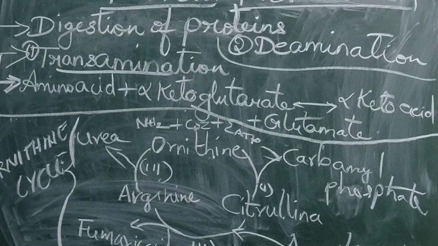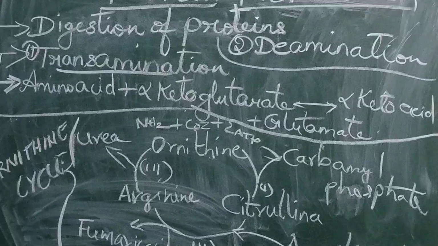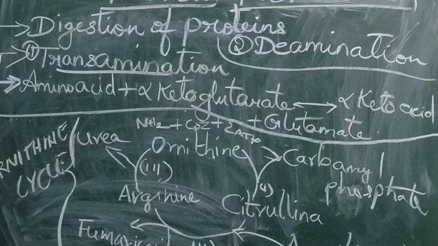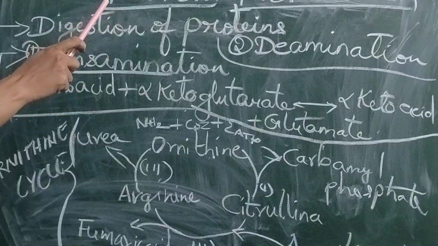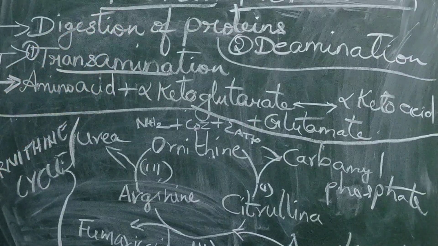Students, in cellular metabolism 2, that is unit 4 from animal physiology. In the previous video, I explained about lipid metabolism. Now we are going to see about protein metabolism. What is this protein metabolism?